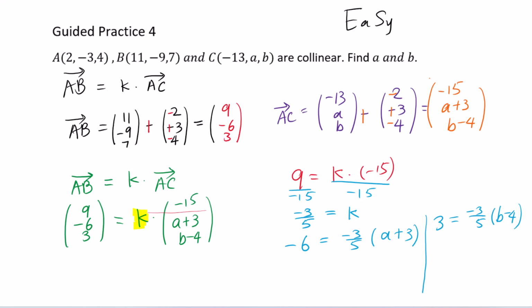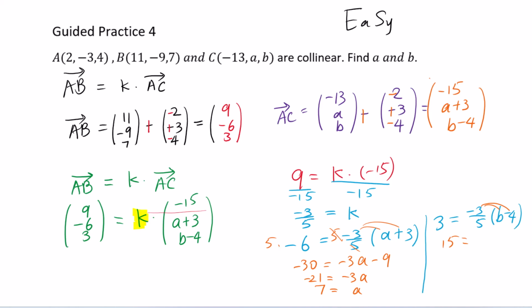Get rid of the denominator, times 5 both sides. -30 equals, distributive property, -3A minus 9. So -3A equals, add 9 both sides, -21. A equals 7. Times 5 both sides, 15.